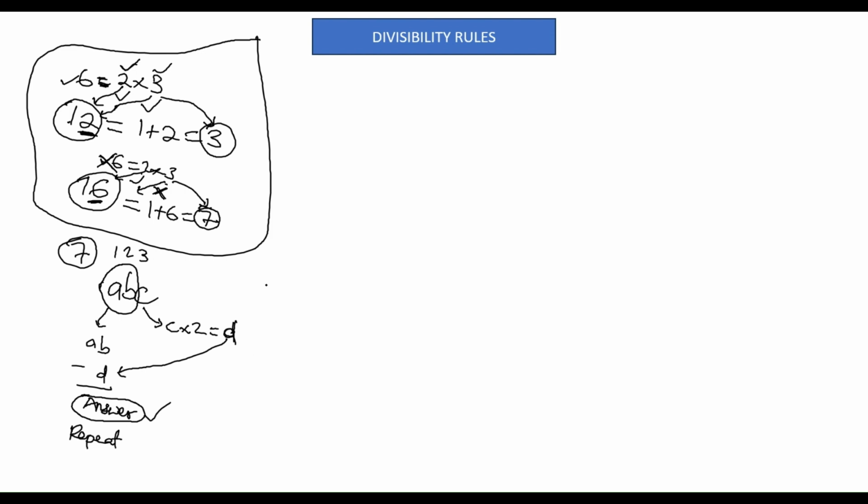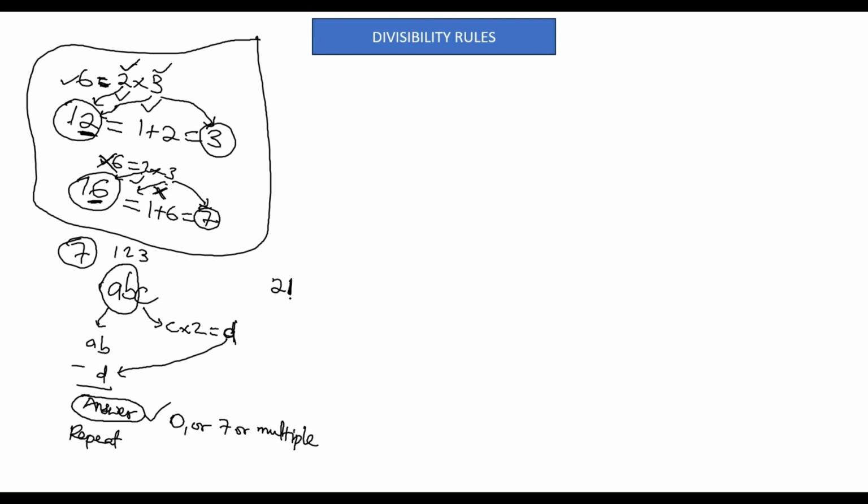So let's do an example with 21. An obvious example is 21. Let's see if 21 is divisible by 7. Before that, you have to know that the possible answer that you're supposed to get is a multiple of 7 or 0. The answer can be 0 or 7 or a multiple of 7. So that's what the answer should be.